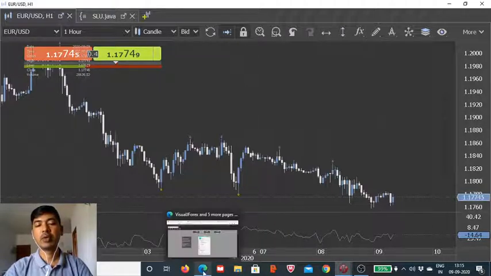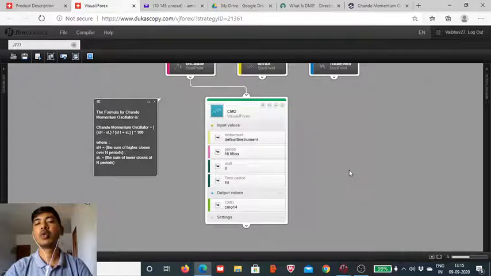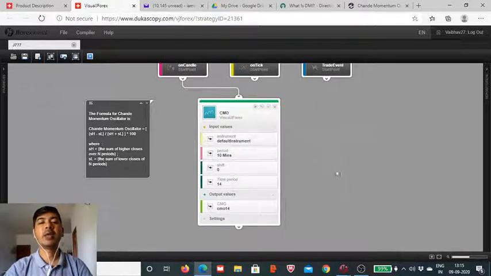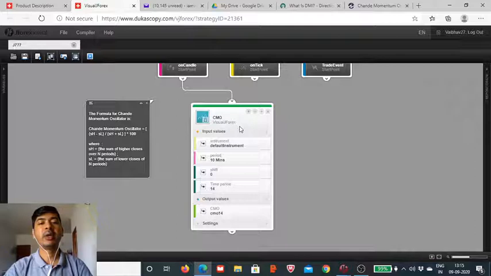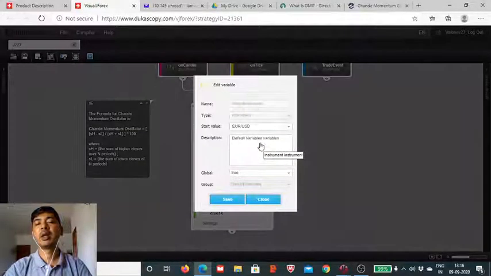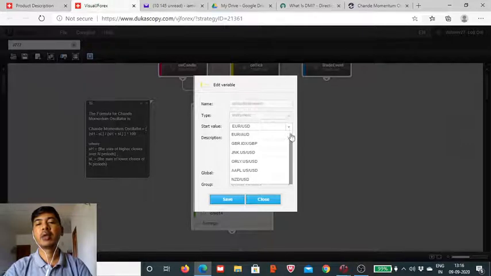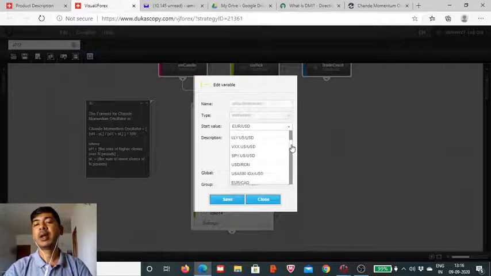Now let us head back to the Visual JForex board. So here, coming to the indicator block of CMO, we have to choose on which instrument we want to design the algorithmic setup. If you want to work with the Euro USD, then you don't really have to change anything. Euro USD is the default underlying instrument on this platform. But if you want to use any other instrument, then you have to choose from this drop down list, and all the instruments which are supported are provided here, and you can take any of these instruments.